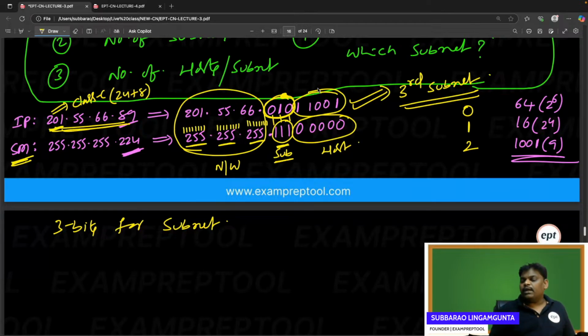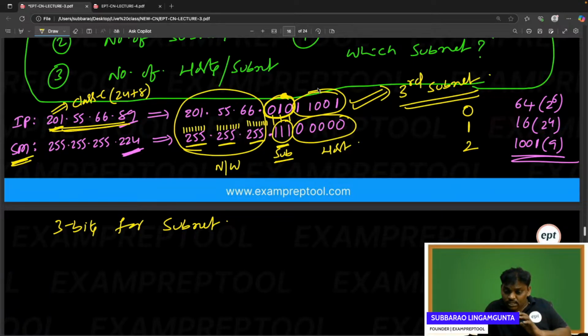In the third subnet, the host number, if you observe, what is the equivalent binary number? 11001. What is the answer? 5 bits are there, maximum is going to be 31. Can you check once? 16 plus 8, 24. 24 plus 1, 25. It is 25. So host number 25.